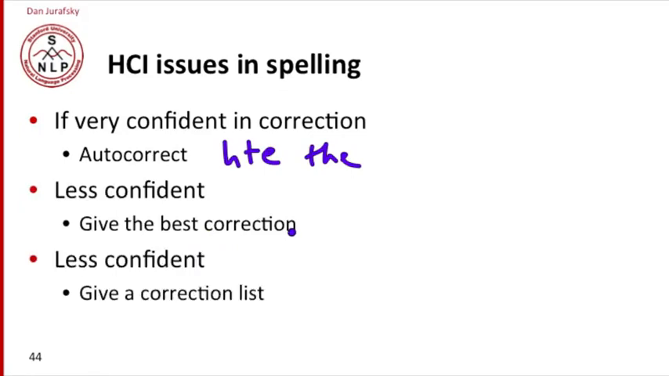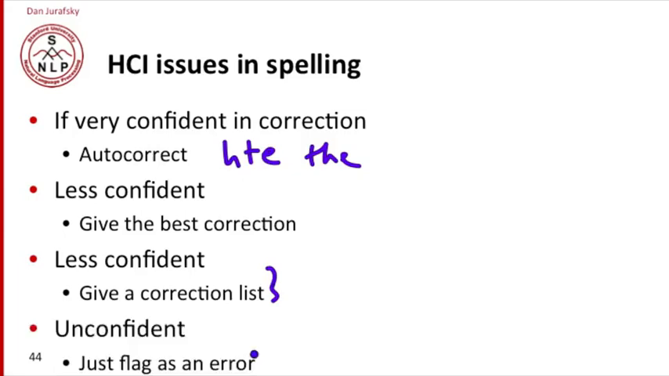If we're even less confident, we might want to give the user a whole list and let them pick from this list. And if we're not confident at all, but we're pretty sure we saw an error, we just don't know how to fix it, then we might just flag what the user typed as an error. So various things, again, depending on our application and depending on the probability and the confidence value that we might generate.